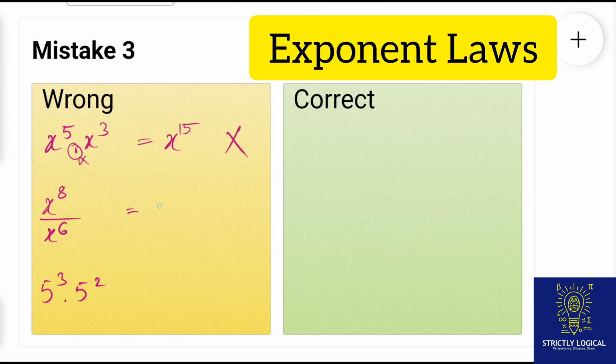Now look at the second example, x to the power 8 upon x to the power 6. Because we have division in between, that means the exponents will get divided by each other. So 8 by 6, which will give us the answer as 4 by 3, x to the power 4 by 3. That is wrong.